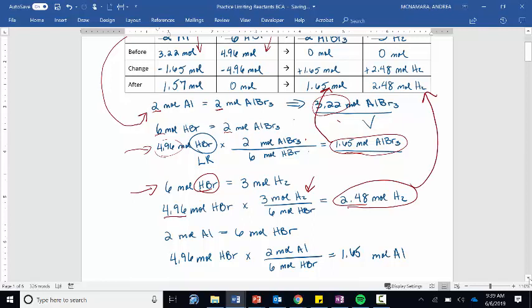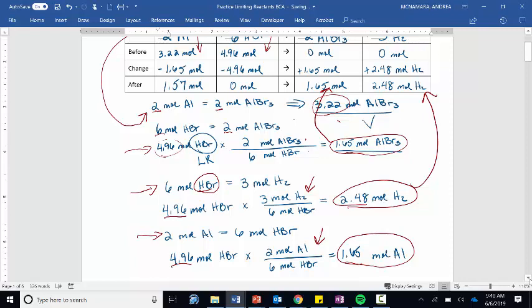Then just to finish this off, I wanted to see how much of the aluminum I would actually use up and how much would be left over. So that's this step here. I go back to my equation. I see that I need 2 moles of aluminum for every 6 moles of hydrogen bromide. Again, I'm starting with 4.96 moles of hydrogen bromide. Here's my mole ratio, 2 moles of aluminum for every 6 moles of hydrogen bromide, and that tells me I'm going to use up 1.65 moles of aluminum.